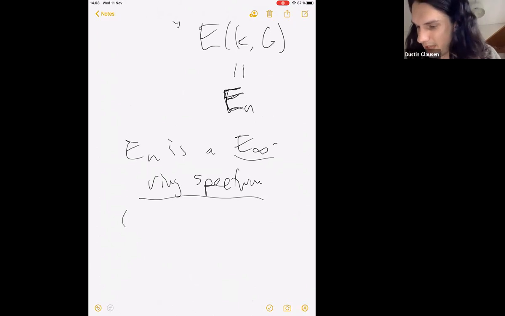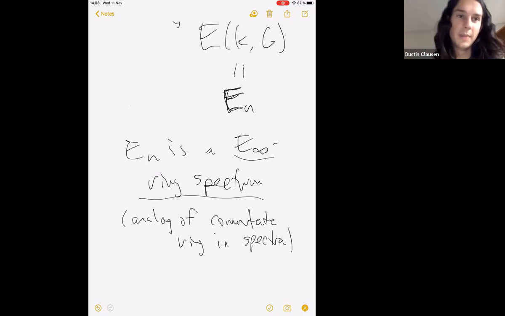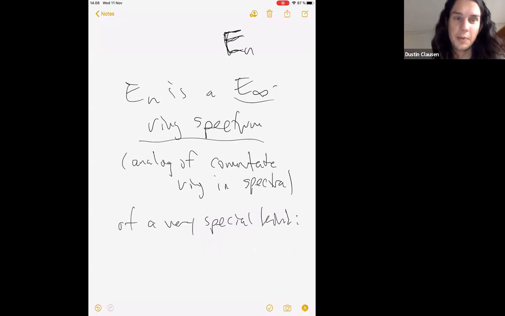So that's the analog of a commutative ring in spectra. In terms of the analogy between spectra and abelian groups, an E infinity ring spectrum is the closest analog to a commutative ring. But it's an E infinity ring spectrum of a very special type, which makes it amenable to an algebraic analysis.